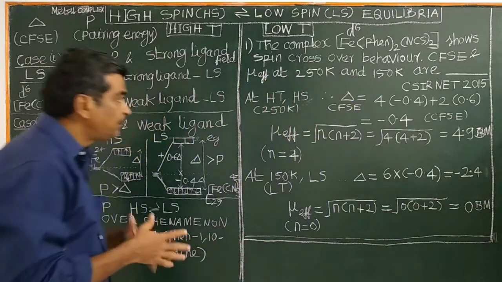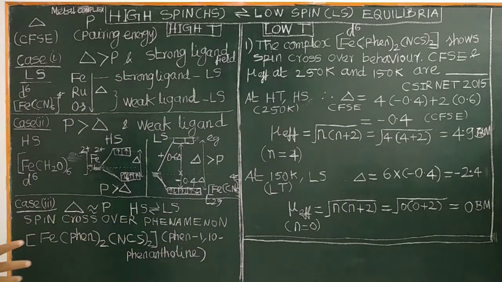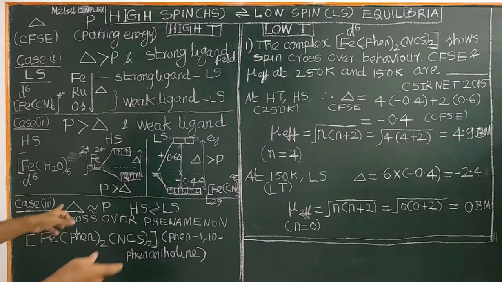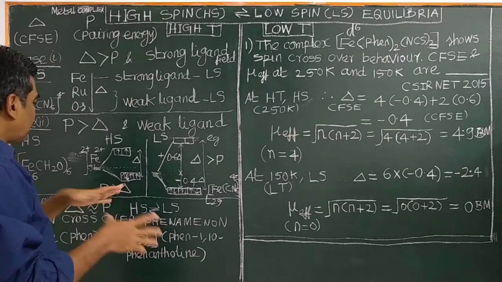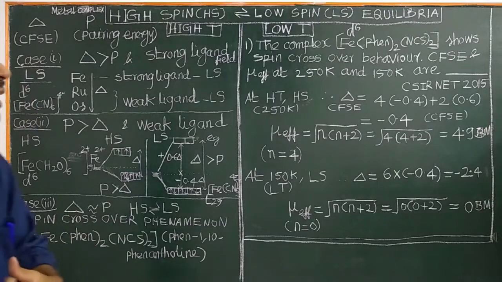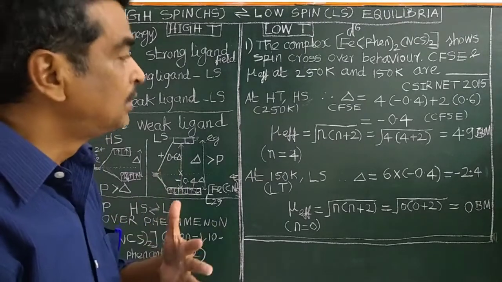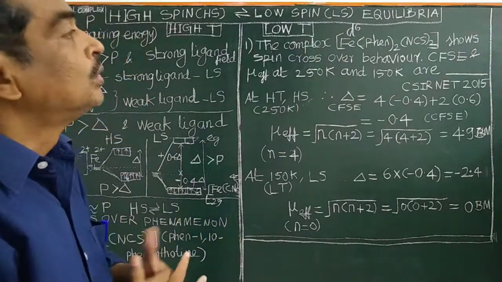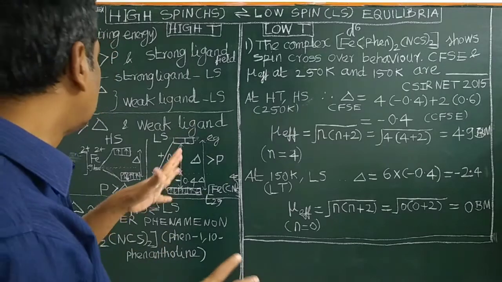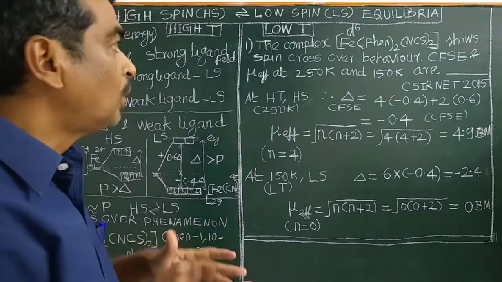So the spin crossover phenomenon occurs especially when the delta value is approximately equal to the pairing energy. This may be asked even in NEET, JEE also. Please understand, then you can solve any type of problems.